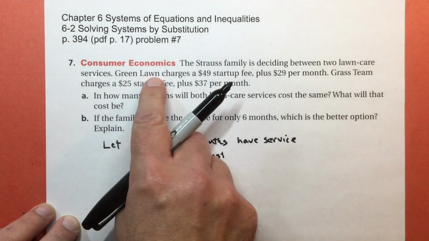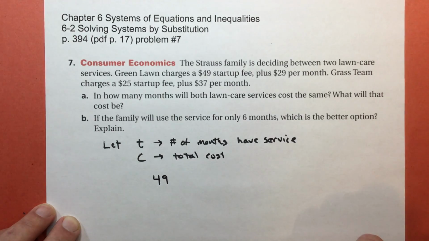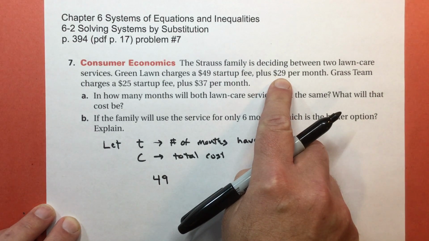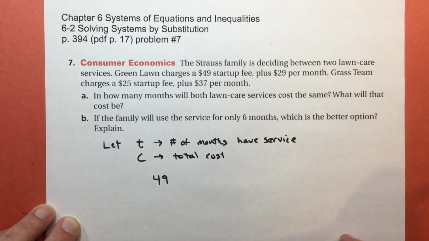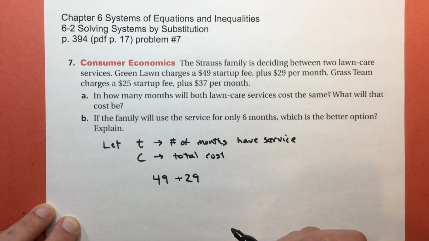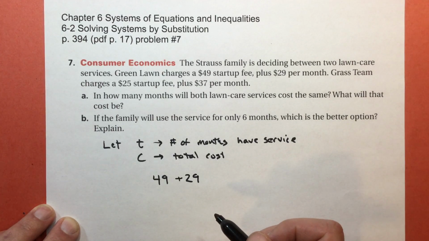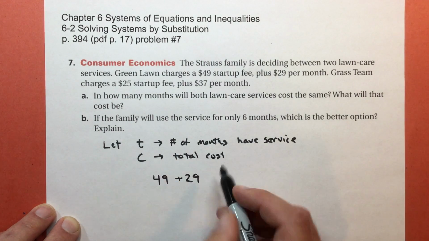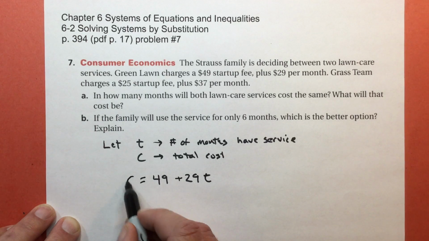Let's talk about the first company, Green Lawn. You have to pay $49 once. You have to pay $29 each month. So I'm going to add 29 plus 29 plus 29 plus 29 plus 29 plus 29 for every month. The shortcut for that means multiply. So I'm going to multiply 29 times the number of months that you have the service. Now I want to find out what that exact number is. However, at this point I don't know. So that's why I use that T, that symbol. And if I work this all out, this is going to give me my total cost.